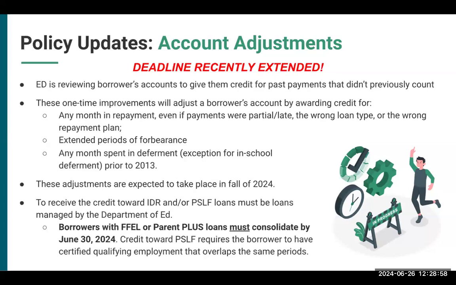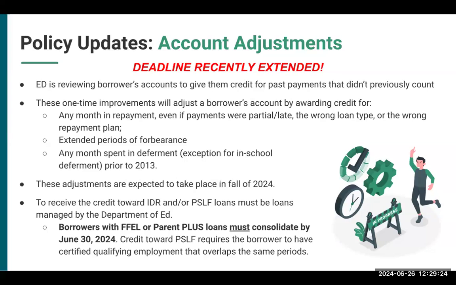The important thing to take away here, though, is that the deadline to consolidate is June 30th, which is this weekend. If you have these loans that require consolidation, you have to submit your request before this date, or you will not be included in the adjustments. It's okay if your consolidation is still processing. As long as you have submitted the request, you'll be included in the adjustments.